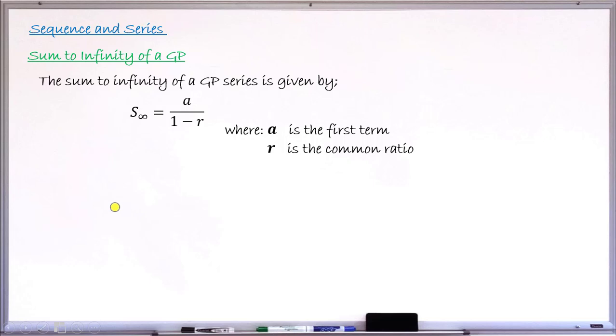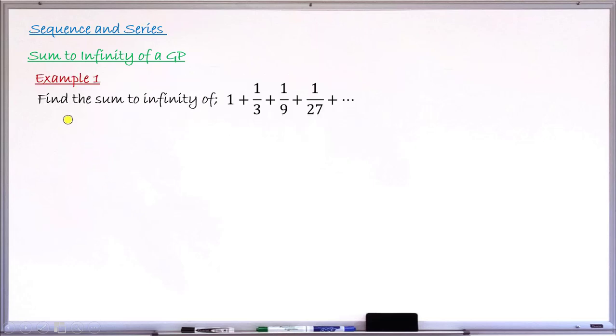So let's just move on. Example number 1: we are asked to find the sum to infinity of this GP. These are just a few terms of the GP. I have 1 as the first term, 1 over 3 as the second term, 1 over 9 as the third term. It continues like that without ending. The terms are too many. We don't know the last term. And we are asked to find the sum to infinity of this.